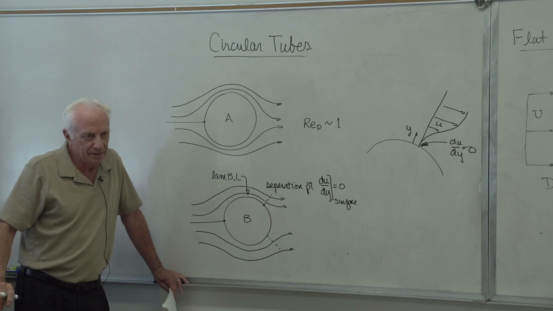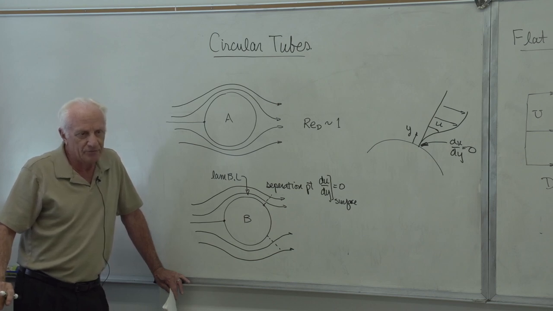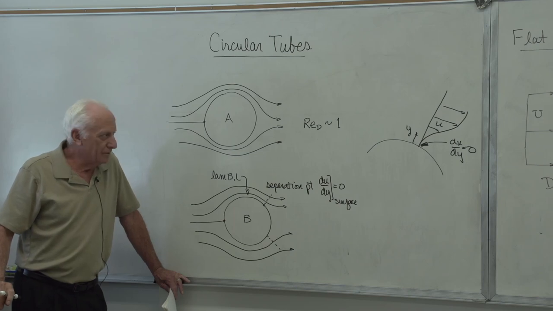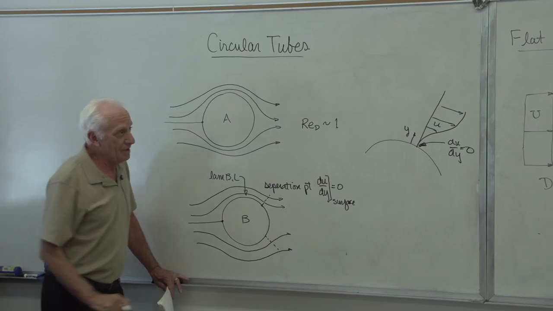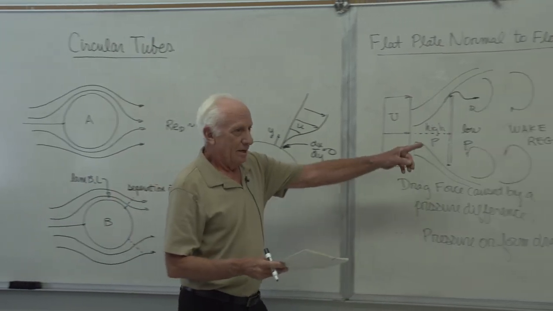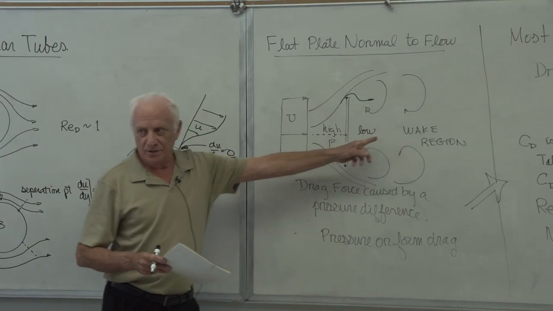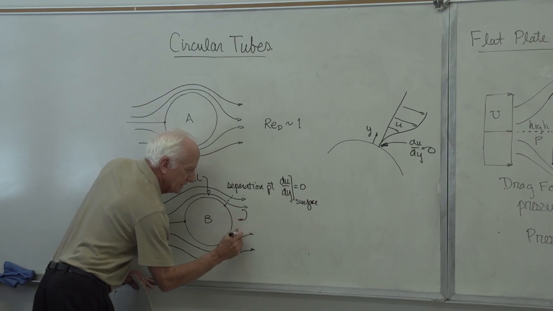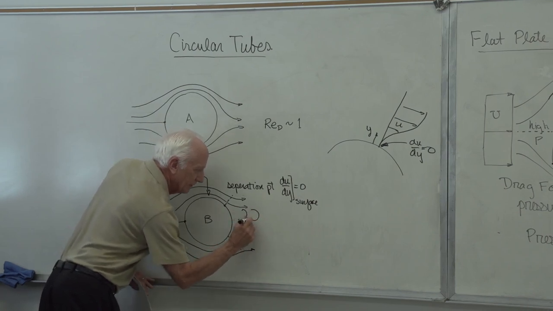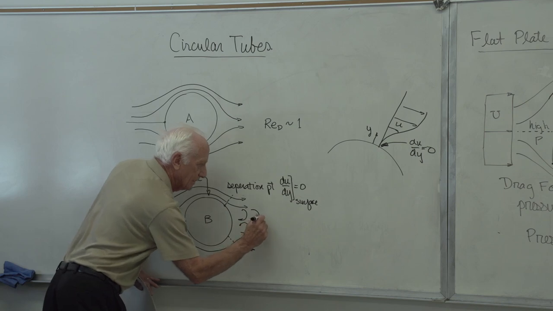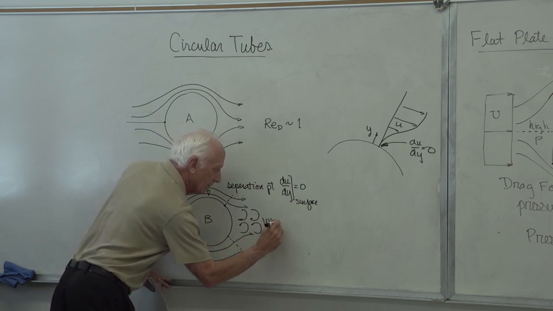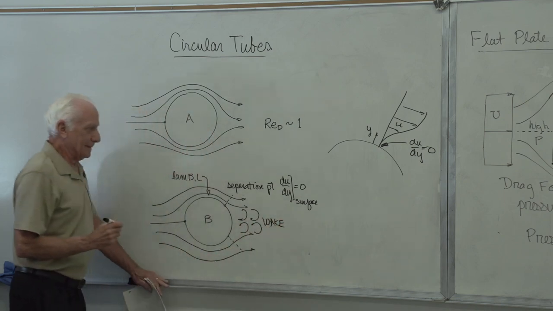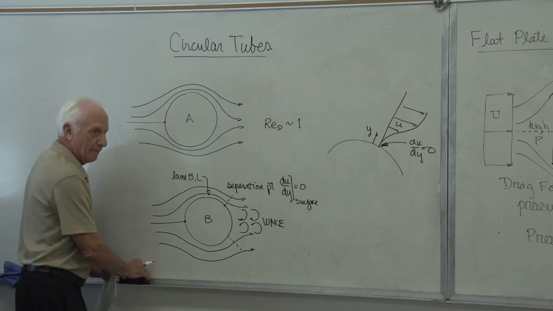What it implies is that the boundary layer separates from the surface. Behind that region, here it is, there's a wake region. Turbulent eddies. They call these guys turbulent eddies. Wake region. So that's situation B.